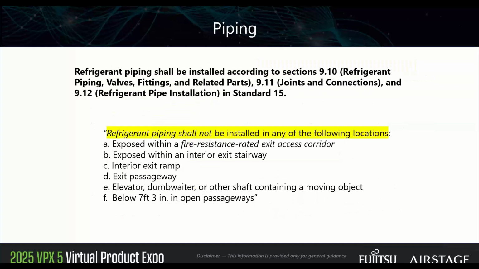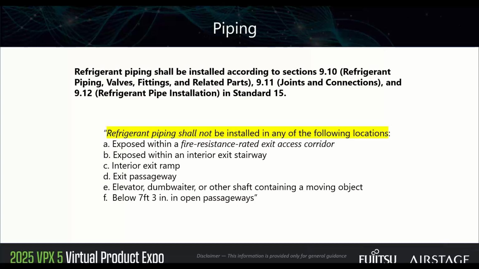The next slide. Piping is discussed in several pages in this standard. I'm just going to mention that we need to be careful with the height. They shouldn't be below 7 feet 3 inches in open passageways and exit stairways. It's more about where you put the piping, but that's very important because those are exit stairways. It's all about safety.